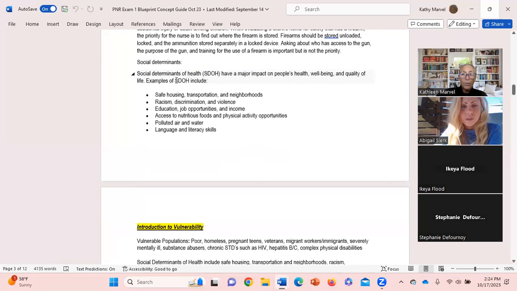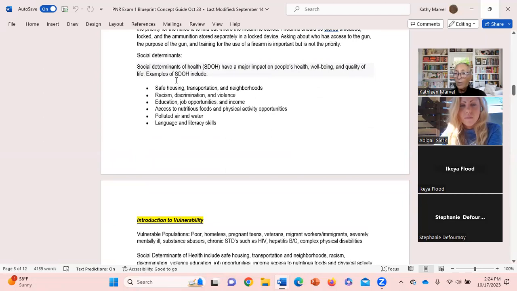Social determinants of health. We talked about that last week, have a major impact on people's health, well-being, and quality of life. Okay, so here's 6 bullets on some different social determinants of health. Do people have safe housing? Do they have transportation? Do they have safe neighborhoods? Is there racism, discrimination, or violence in their communities? Is there quality education, job opportunities, and income? Okay, so these things determine the health of the individual, the health of the community, right?